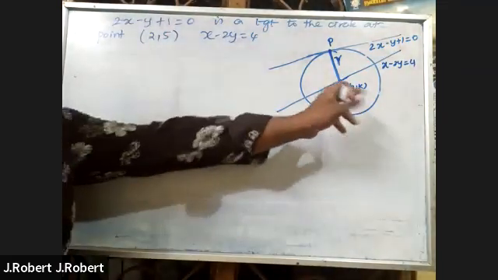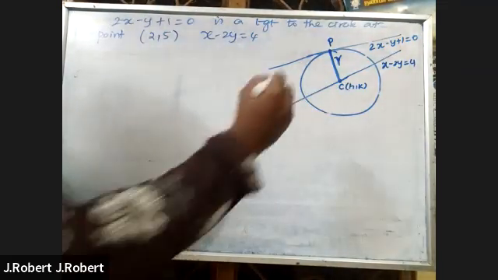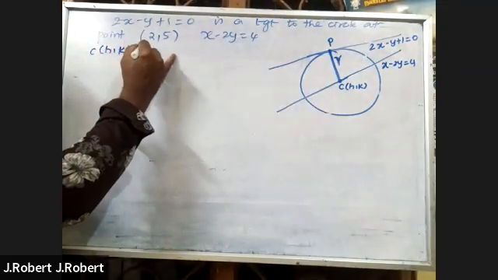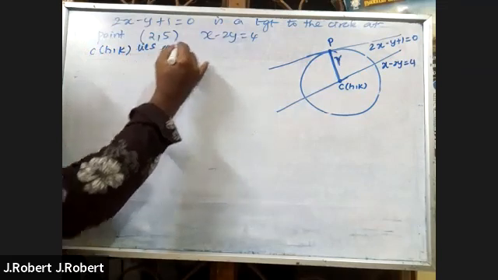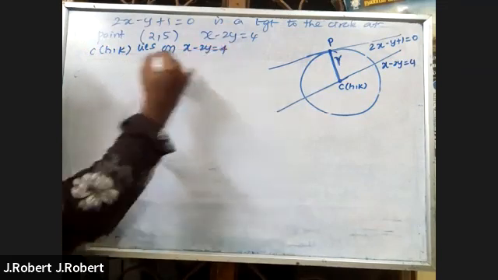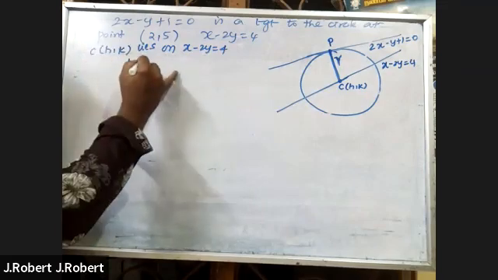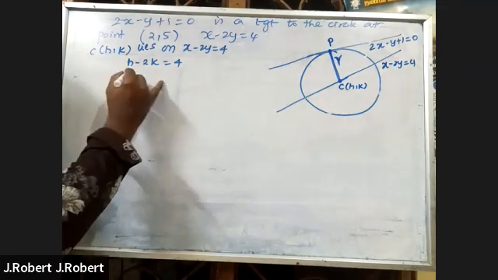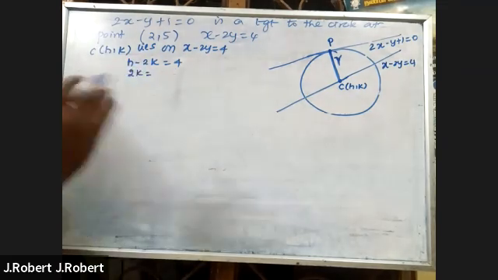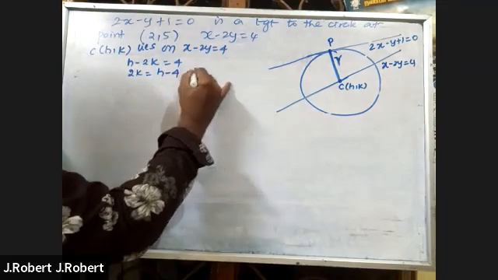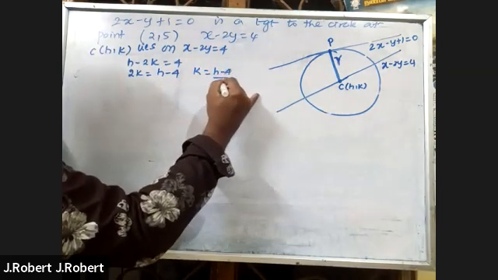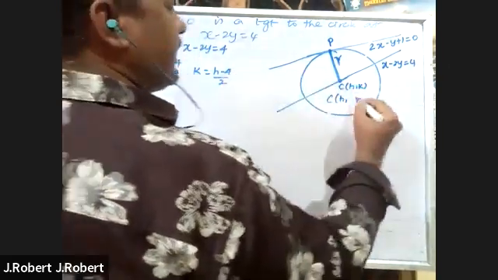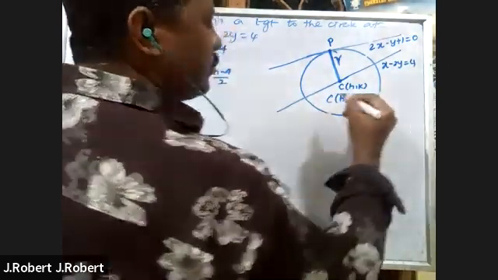This center h, k lies on the line x minus 2y equals 4. C of h, k lies on x minus 2y equals 4. Replacing x with h, h minus 2k equals 4. Otherwise I can say 2k equals h minus 4, or k equals h minus 4 by 2. So the point C is h, h minus 4 by 2.